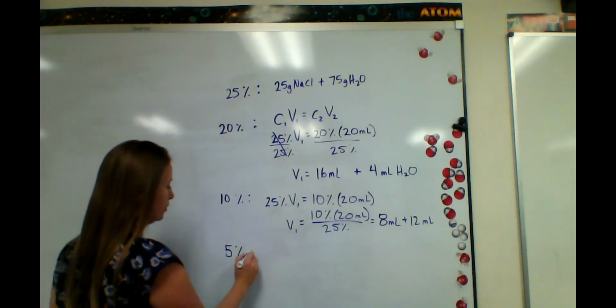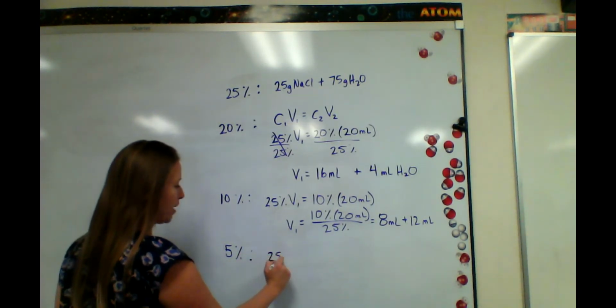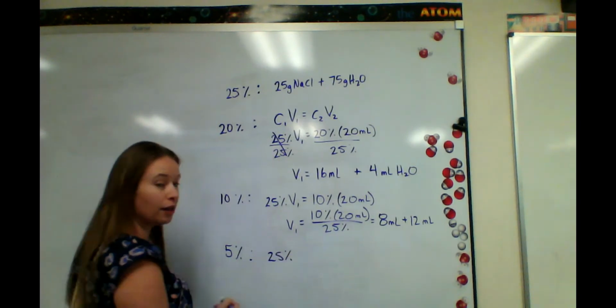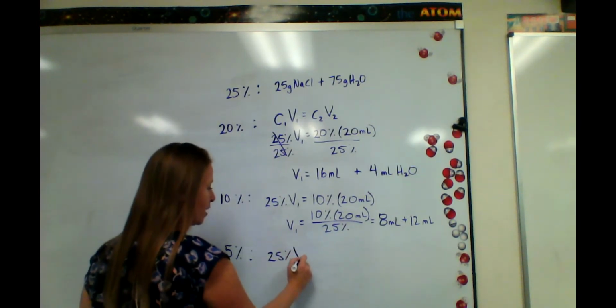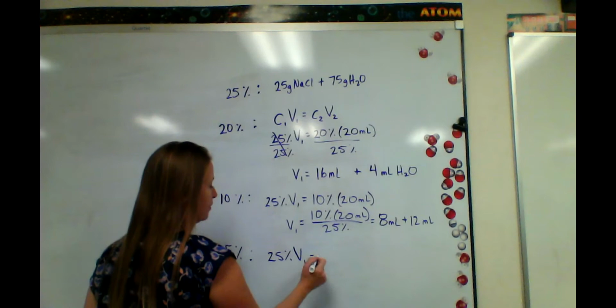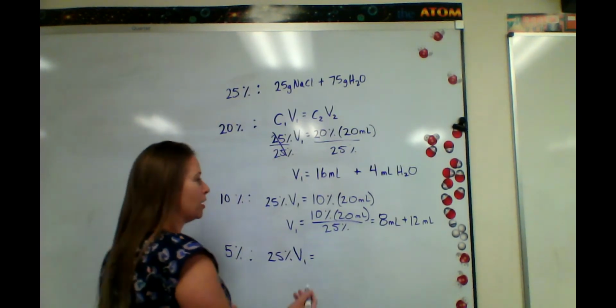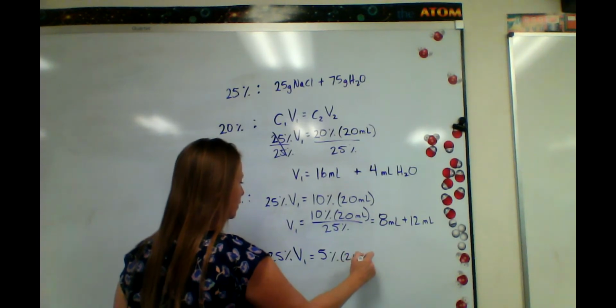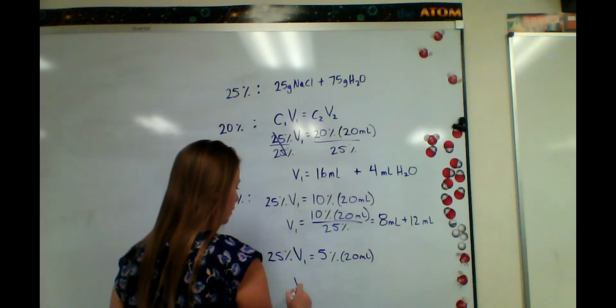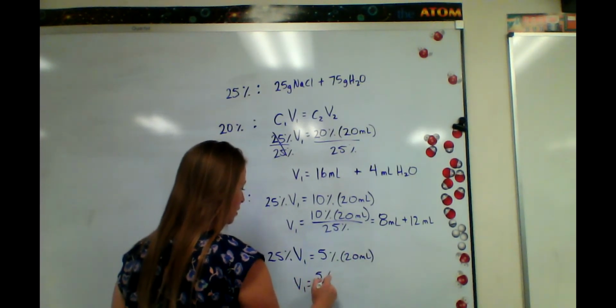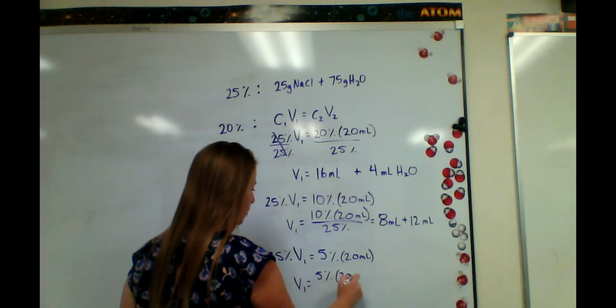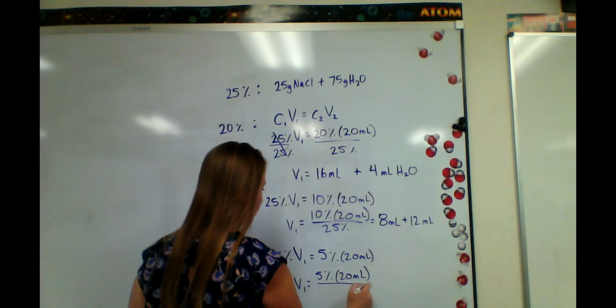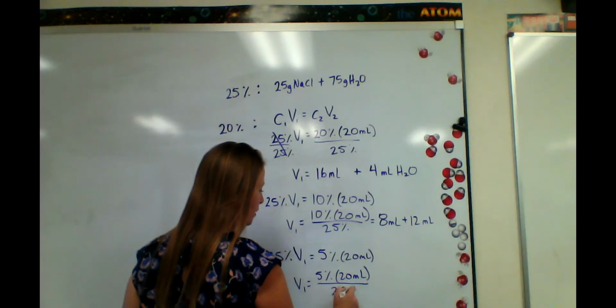5% solution, we're going to use that 25% stock solution. One more time. How much of it will we need? A very small amount because it's a very small concentration. 20 milliliters. Okay, and to solve for V1, 5% times 20 over 25. You guys should be working on your mental math here.